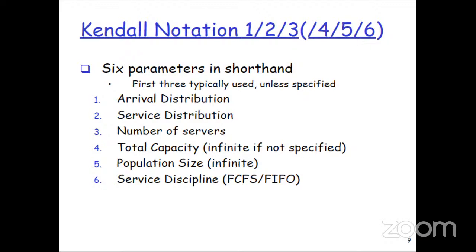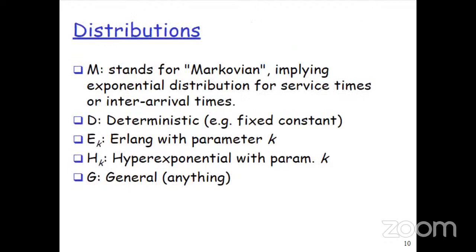So Kendall is a person who gave 6 parameters in shorthand, where the first 3 are typically used and less specified. And after that, they'll be searching for the capacity, size, and service discipline. So all these 6 are mandatory to serve the people. That is what I actually want to say. And the distribution system requires this, the shorthand that will apply in the method.